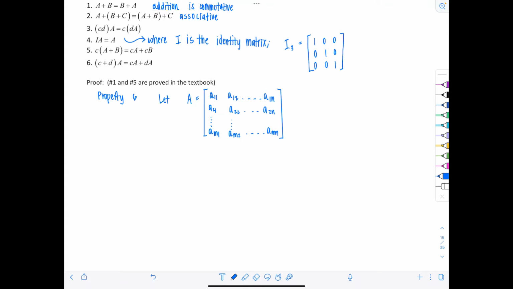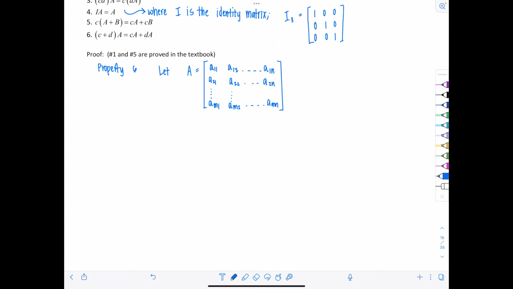Okay, so what are we trying to do? Show that the left-hand side is equal to the right-hand side. Let's define what c and d are. We're going to let c and d, remember these are scalars. What does that mean? That means they're not matrices, they're not vectors, they are real numbers. So c and d are elements of, or belong to, the set of real numbers. Define all your quantities.